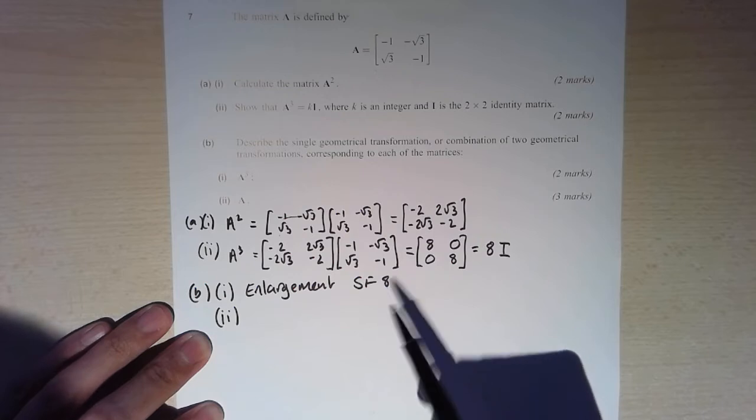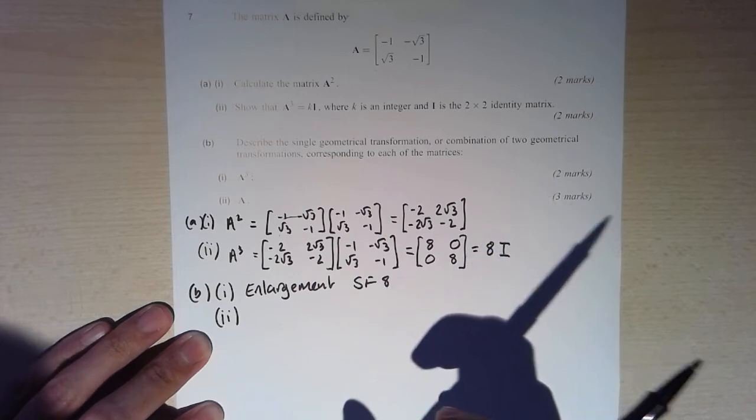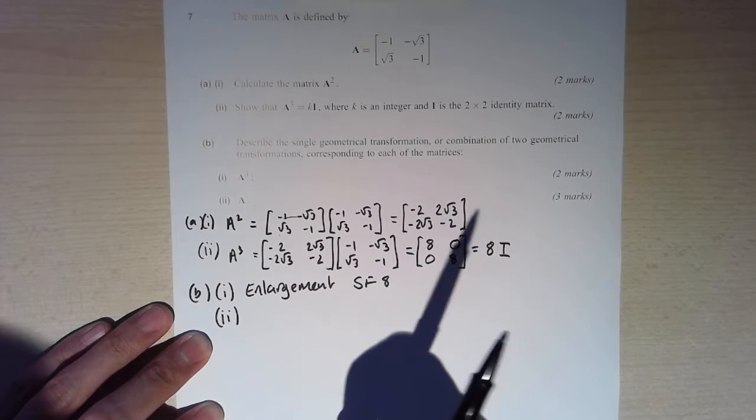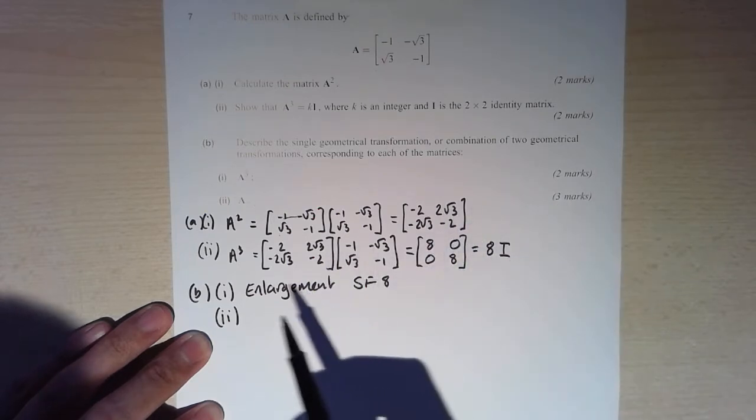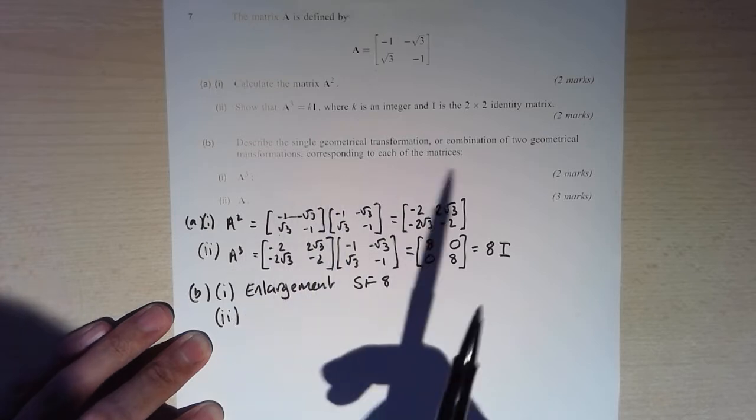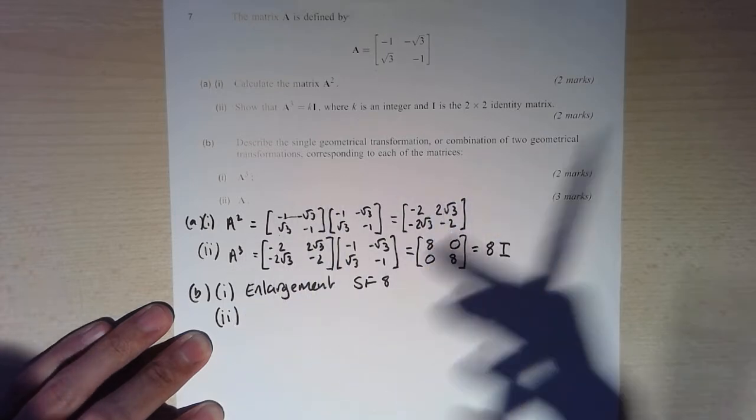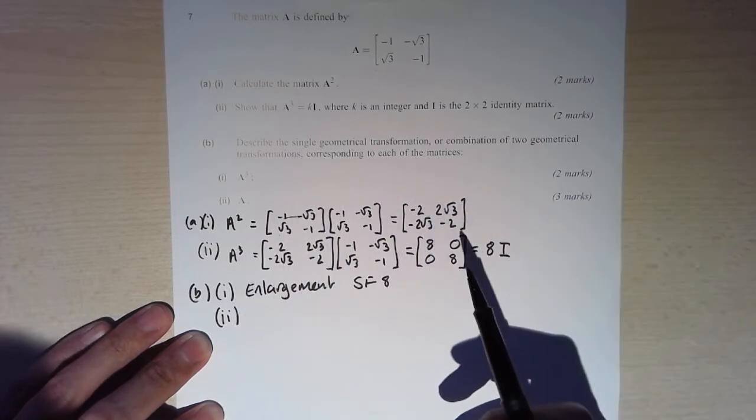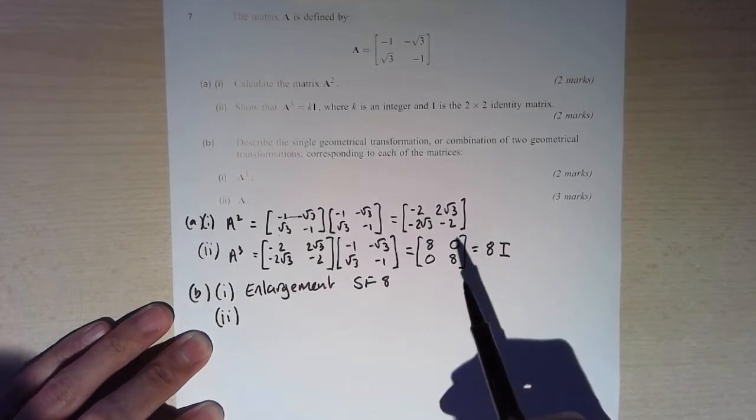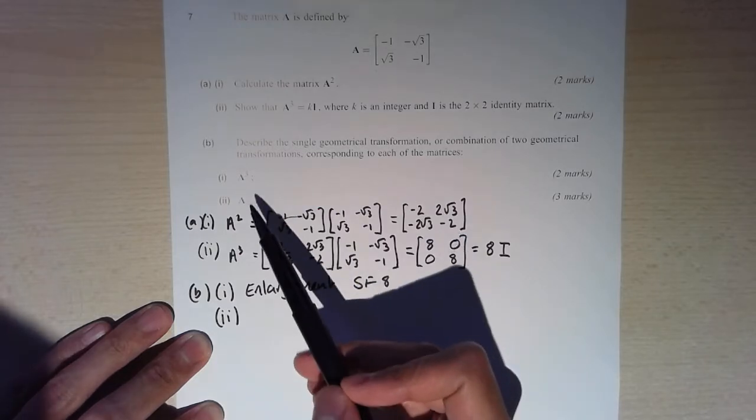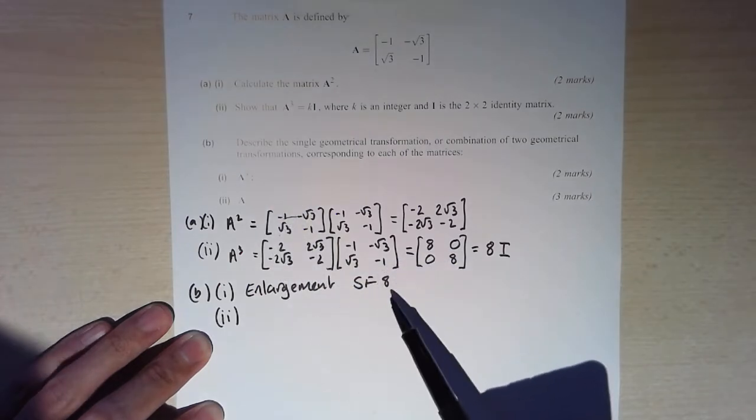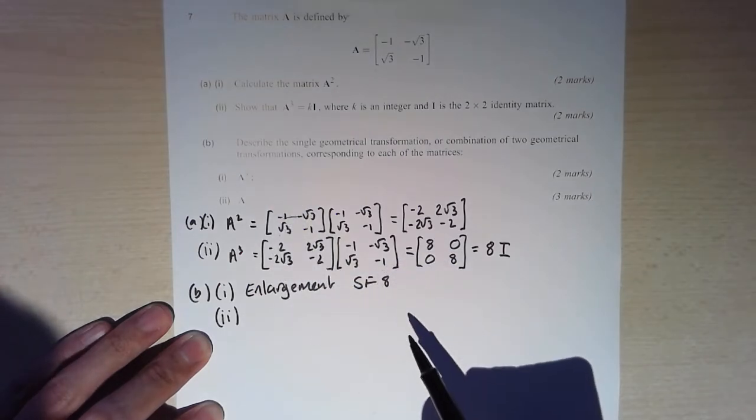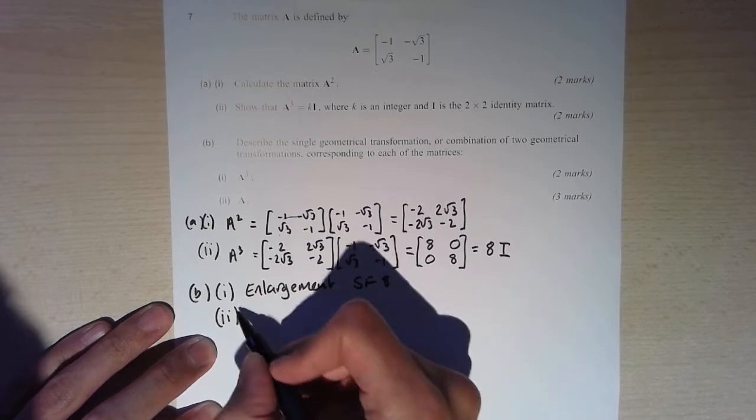So what's happening here is my shape, there's clearly something else happening along the way, but when I get to carrying out the transformation 3 times, effectively what's happened is that it's grown by a scale factor of 8. So I know that if I just carry out the transformation 1 time, I can take the cube root of 8, and that's going to give me an enlargement of a scale factor of 2.